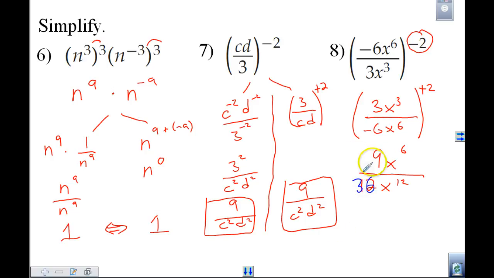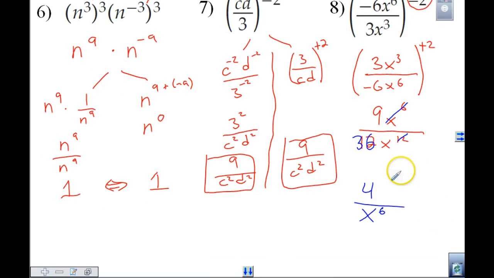Okay. And of course, if possible, reduce more. So 4 goes into 36 4 times. And then we have x's. So 6 of these will cancel with 6 of those. Right? So we have x to the 6th. So 6 x's on top, 12 on the bottom. So 6 of these cancel out 6 of these. Left with 6 on the bottom.